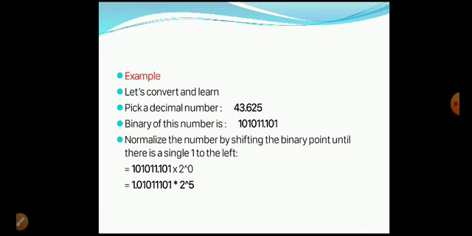So initially you can observe this is the number times 2 to the power 0, and after normalizing, the number becomes 1.0101101 times 2 to the power 5, since that is how many bits we shifted so that it becomes normalized. So it is very important to understand what is meant by normalization and what the power of 2 is, because for the next calculation this power of 2 is very important.